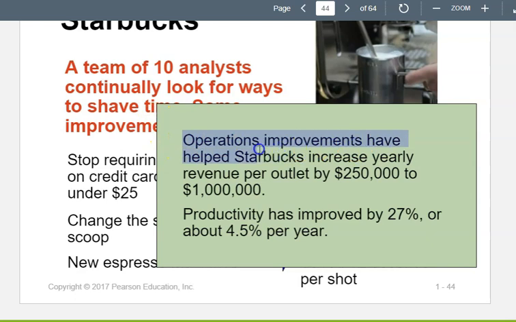Operations improvements have helped Starbucks increase yearly revenue per outlet by $250,000 to $1 million. Productivity has improved by 27%, or about 4.5% per year. I remember the last time they changed the coffee machine or espresso machines. It was just 2 years ago. The new machines produce espresso coffee much faster, and previously it was 2. Right now they can make 4 in less than 1 minute.